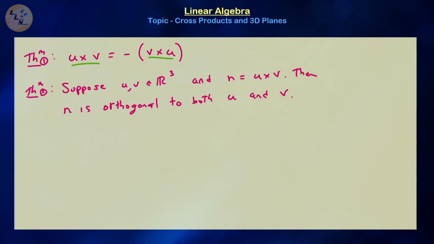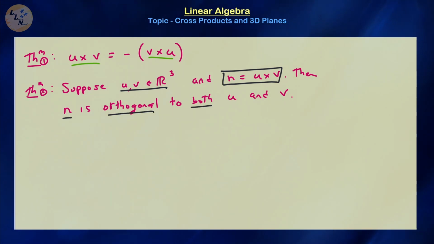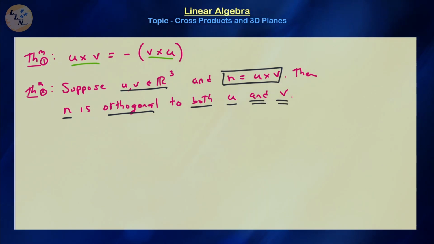Now, the second theorem is very, very important, and that's going to lead us into our next example. So let us assume we have two vectors u and v that both belong to R3. And let's define n to be equal to the cross product between u and v. Then n, that cross product between u and v, is orthogonal to both u and also v.